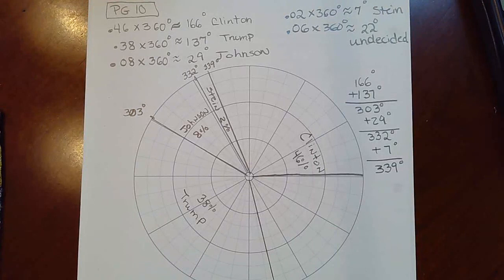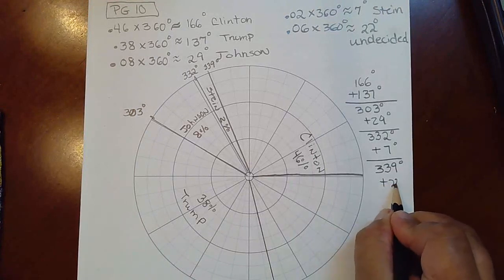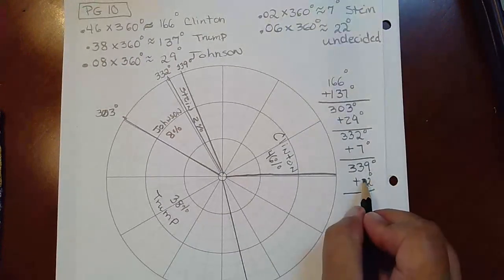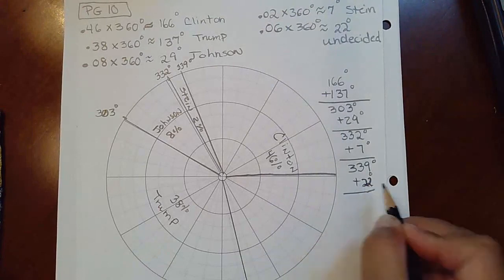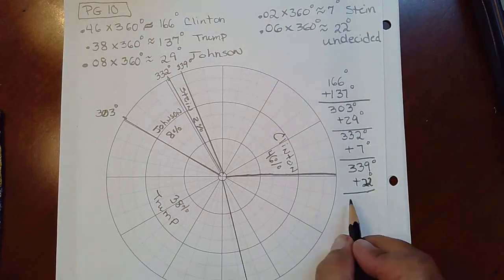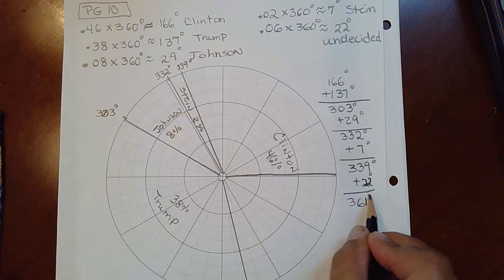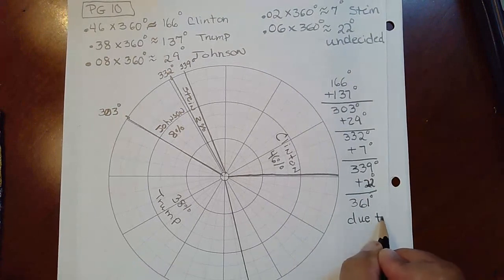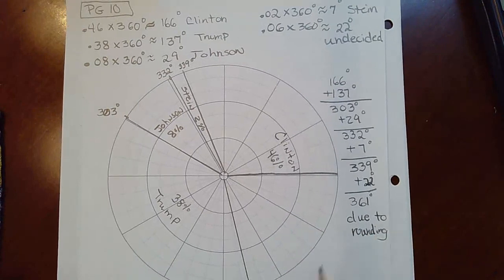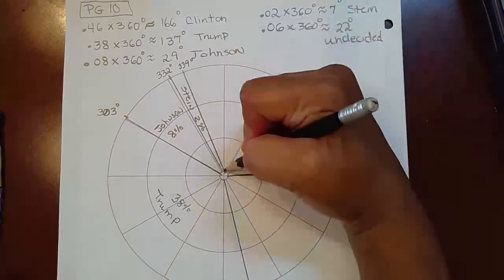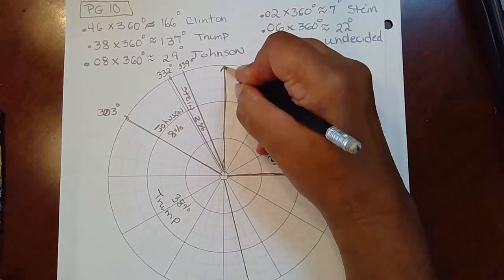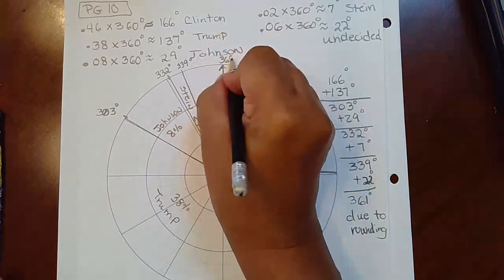Okay, so let's see. The next one is that extra 2 degrees. That didn't come out very good. Doesn't even look like a 2. So an extra 2 degrees. That actually takes you to 361, but we're not going to go over 360. That extra 1 degree is just because of the rounding. Okay, so then you're coming right here. You're going to stop right here. Takes you right back to 360.